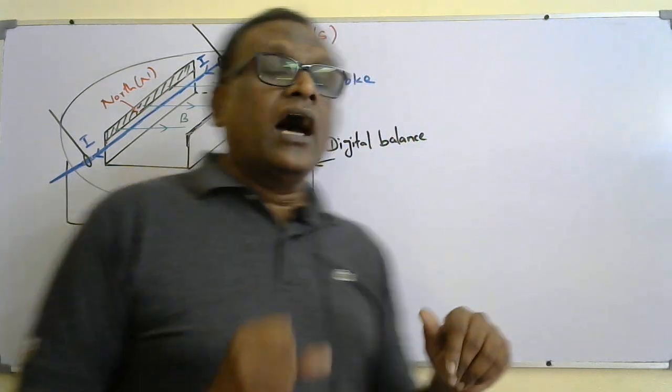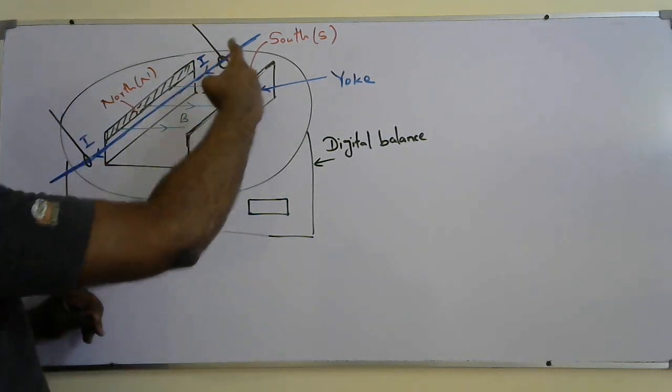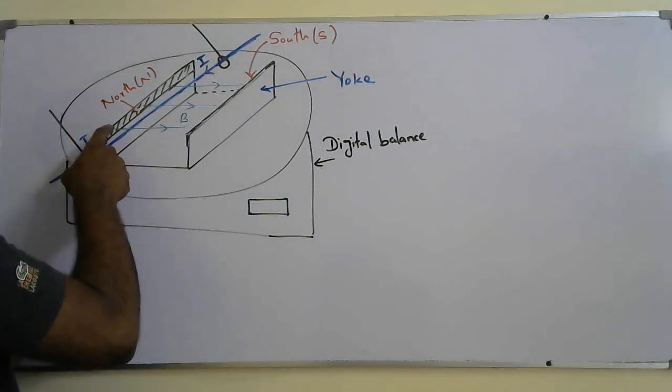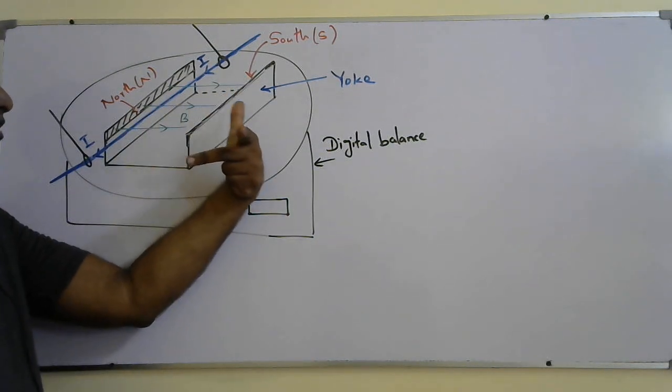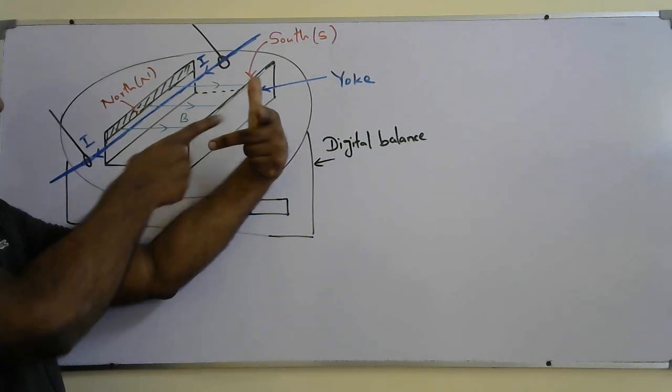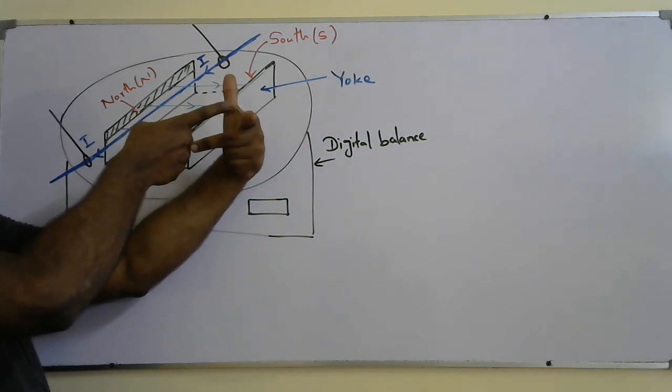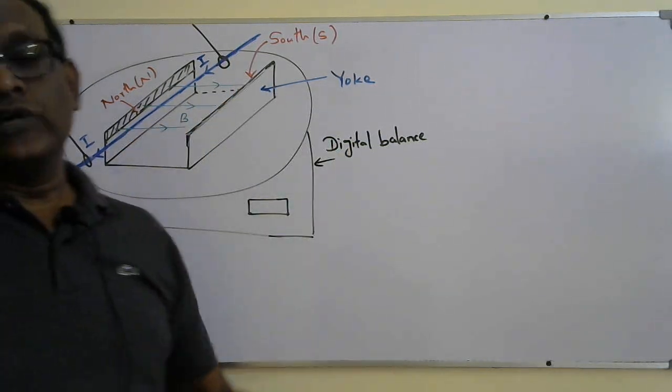Again, when the circuit is switched on, current is flowing in this direction and the magnetic field is from north to south. So use Fleming's left hand rule. Magnetic field from north to south, current flowing in this direction, so the force on the current carrying wire will be in the upward direction.